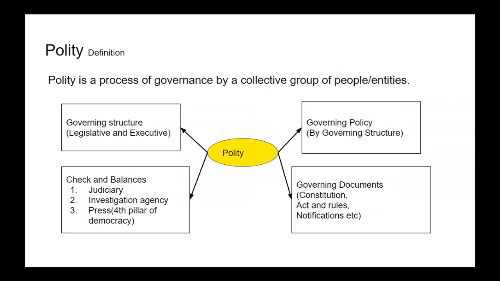The check and balance system is to limit the power of governing structure. It puts restriction on the power of governing structure, and it stops the transforming of governing structure into dictators governance, into dictatorship.